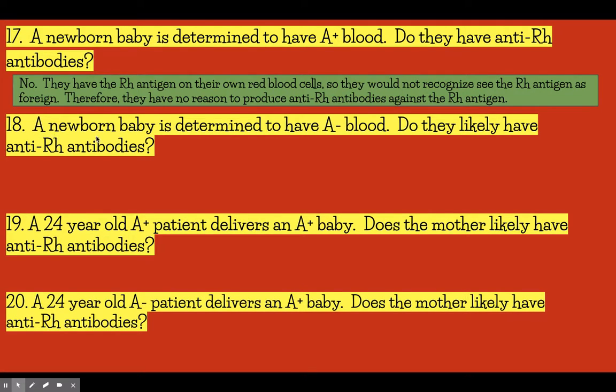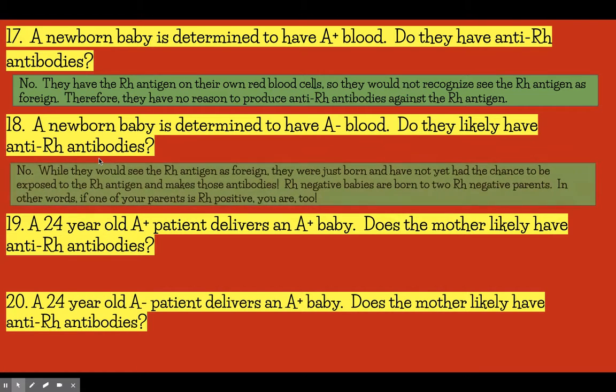18. A newborn baby has type A negative blood. Do they have anti-Rh antibodies? No. While the baby would see that Rh antigen as foreign, they don't have Rh, they're negative. They were just born. So there's no way that they have already been exposed to the Rh antigen and made those antibodies against it. Rh negative babies have Rh negative parents. So basically, they have not seen the Rh antigen, so they have not made antibodies.